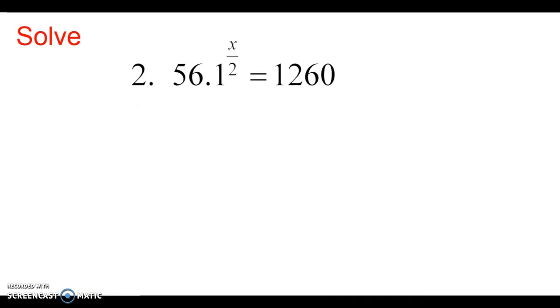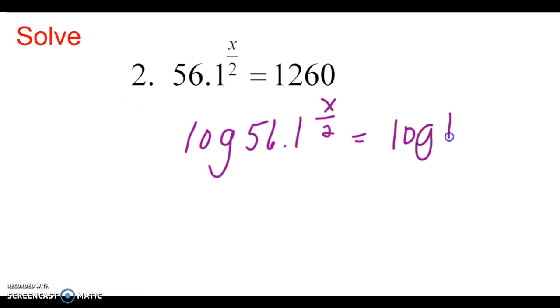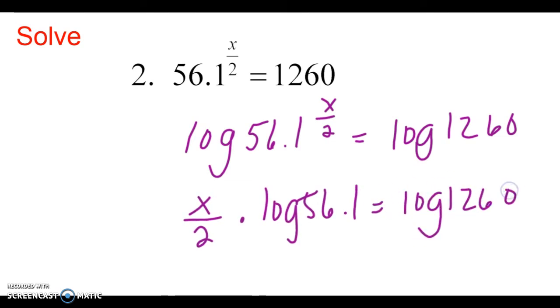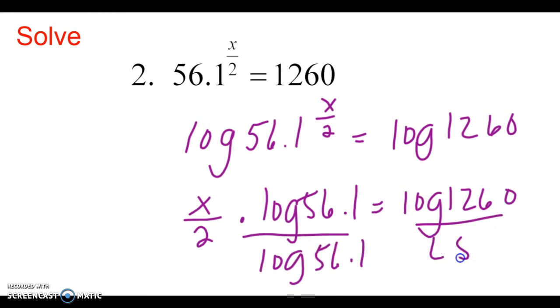So with this one, it's the same thing. We're going to add the log back in. x over 2 equals log of 1260. And because x over 2 is the exponent, the x over 2 is going to come out in front, and we still have log of 56.1 equals log of 1260. And so at this point, algebra says, here's the x, so that has to stay. So the first thing we're going to do is get rid of this. Okay, so we're going to cross that out.